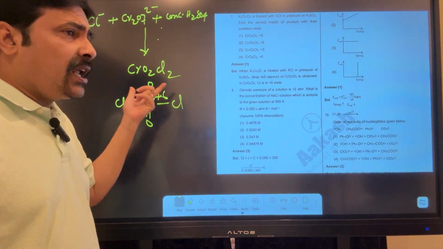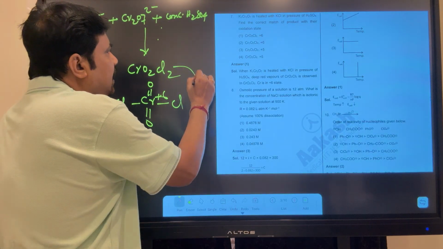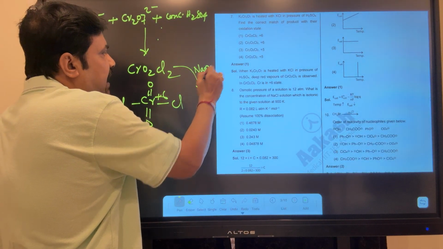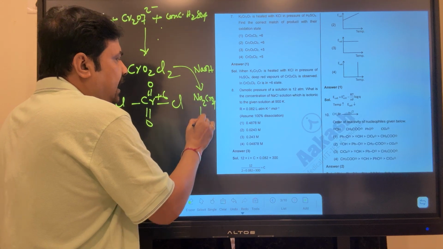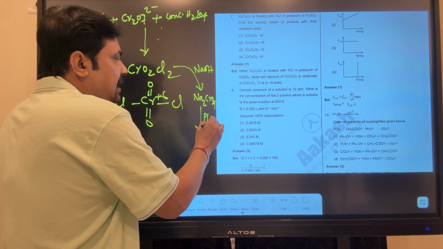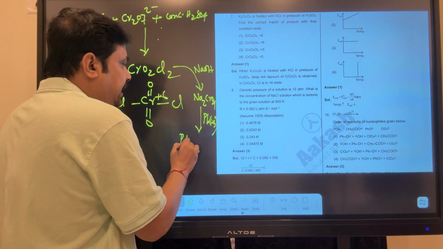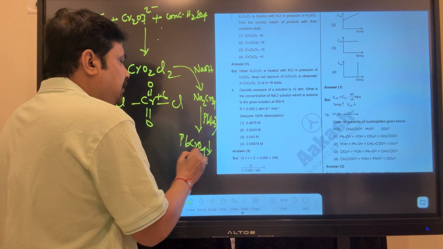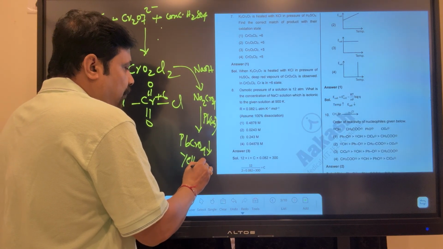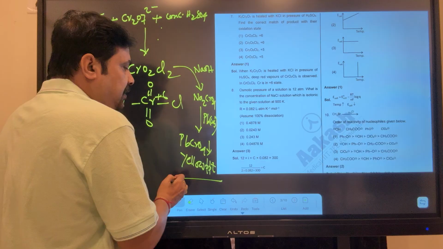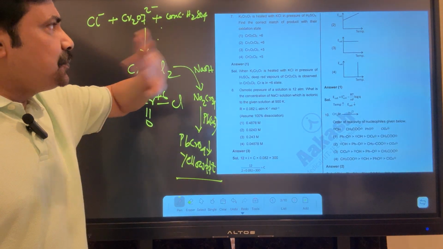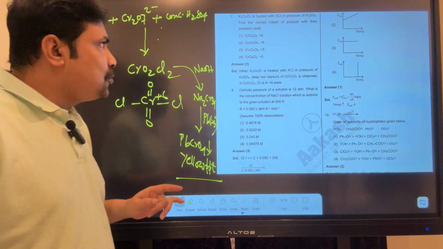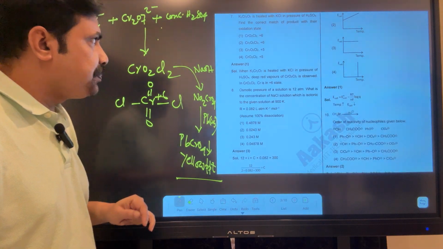In this chromyl chloride, if you give NaOH, you know this reaction, it forms sodium chromate, a yellow solution. If you give lead acetate, you will get lead chromate, a yellow precipitate. Very famous qualitative analysis test. Is it clear? Now which option will be the answer? First option, CrO2Cl2 and +6 oxidation state.